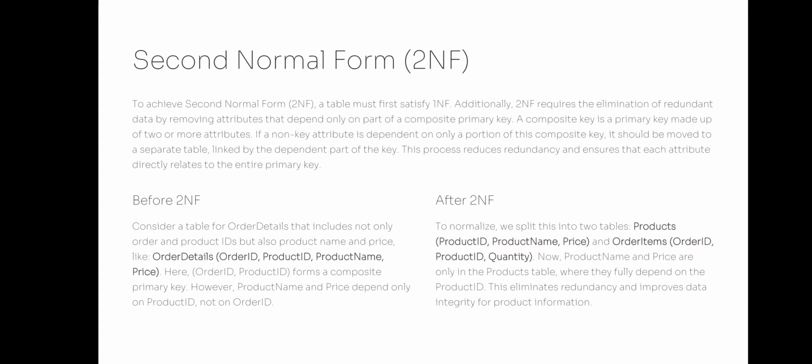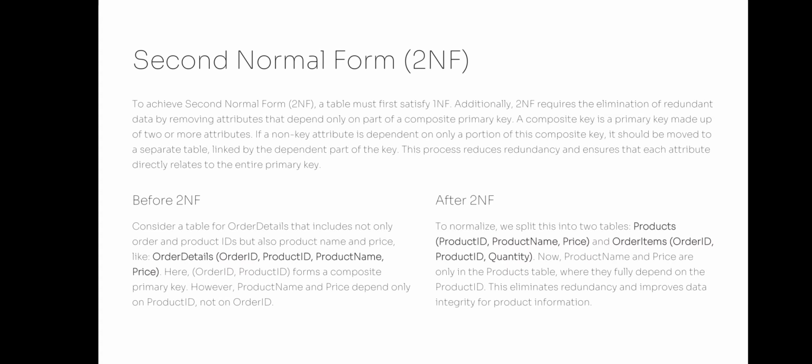For example, the given table order details: order ID, product name, price. Consider the following order details that include not only order and product IDs but also product name and price. Here, order ID and product ID form a composite key. Our product name and price depend only on product ID, not on order ID.